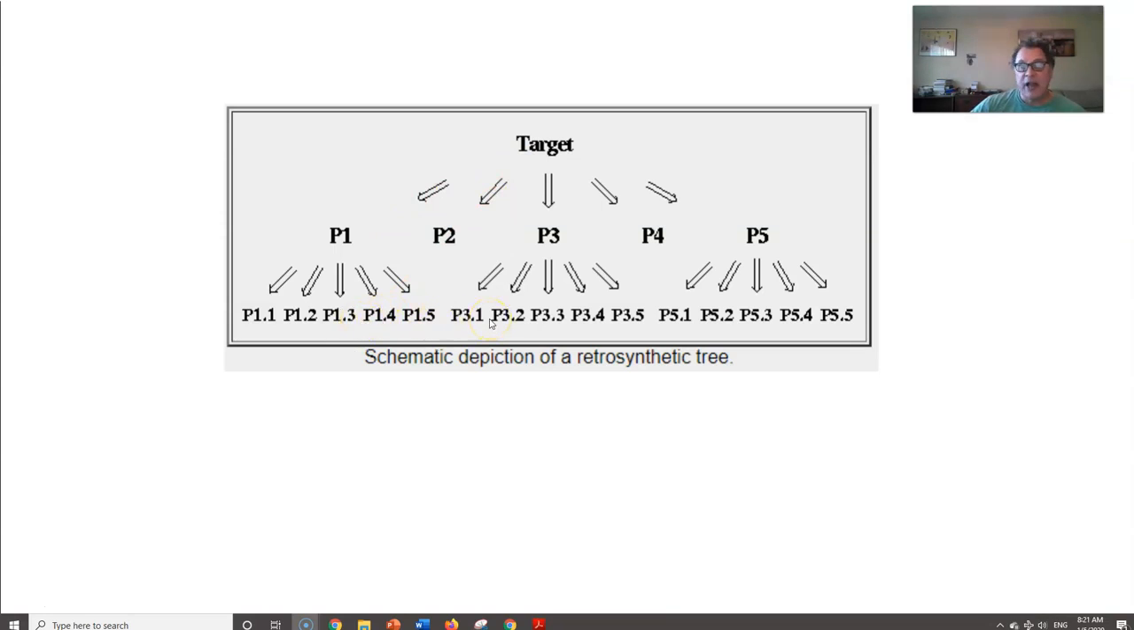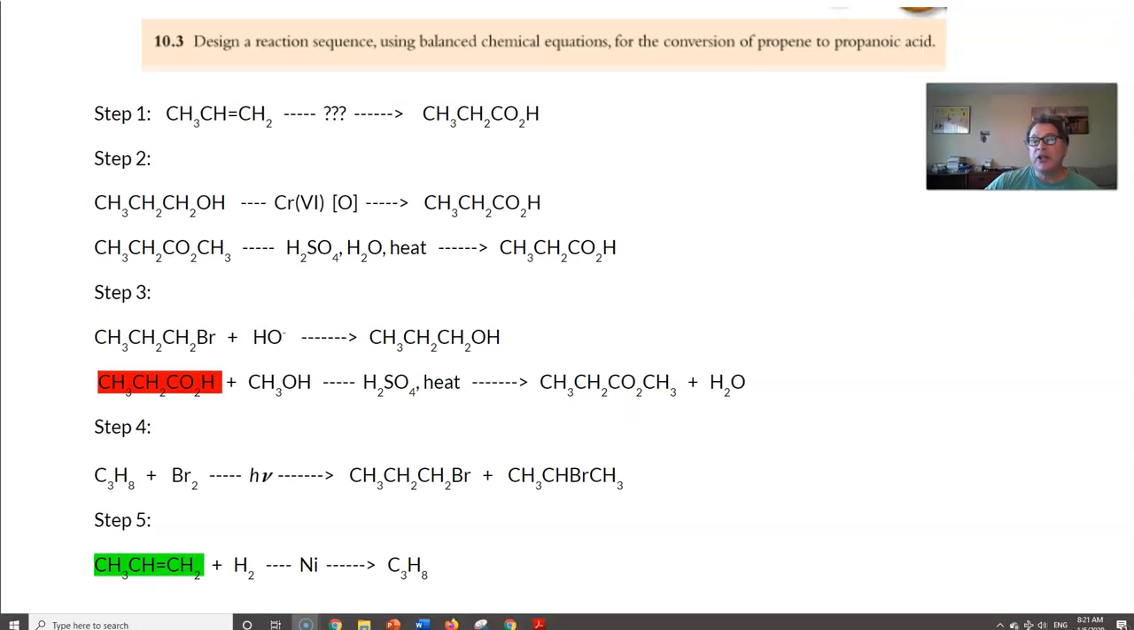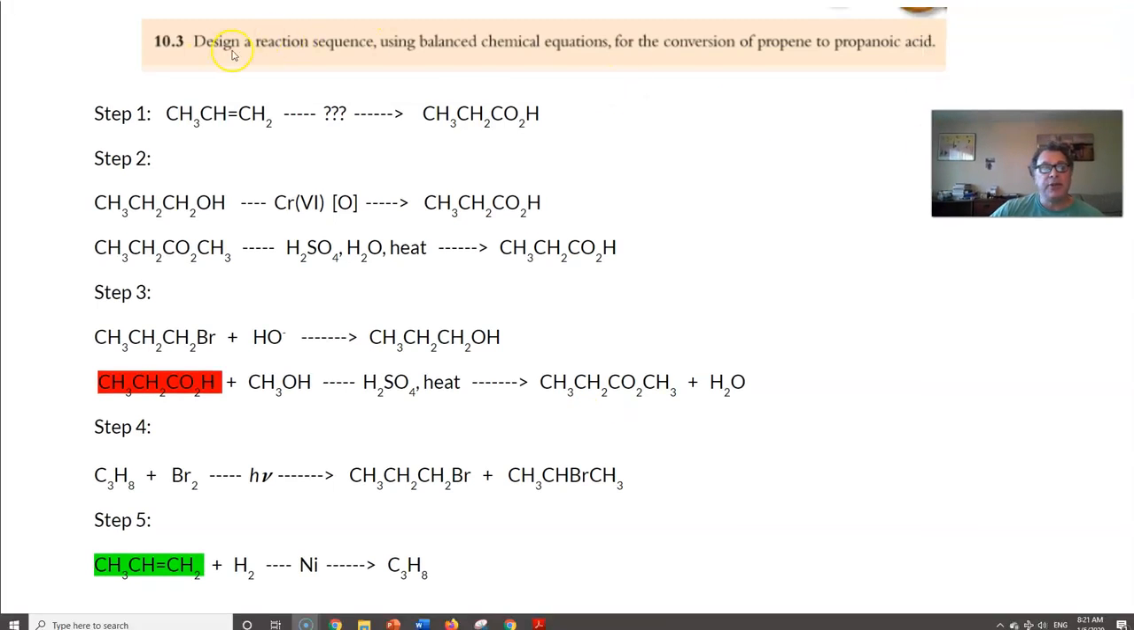You're not going to have to do this, but you are going to, again, with your limited library understanding of organic chemical reactions, go through this process, and I'll show you how this works. So let's go right to an example. This is example 10.3, right from your textbook, Cambridge textbook. Design a reaction sequence using balanced chemical equations for the conversion of propene to propanoic acid.